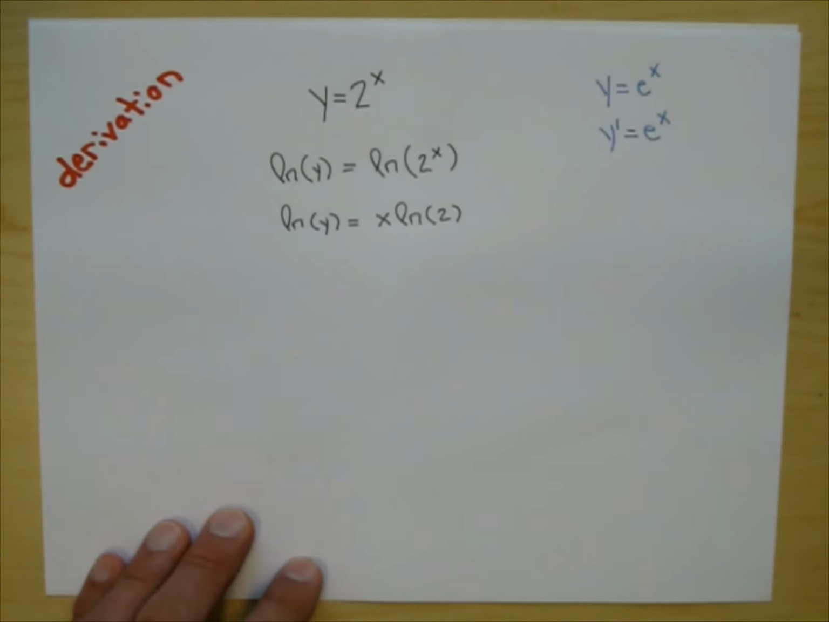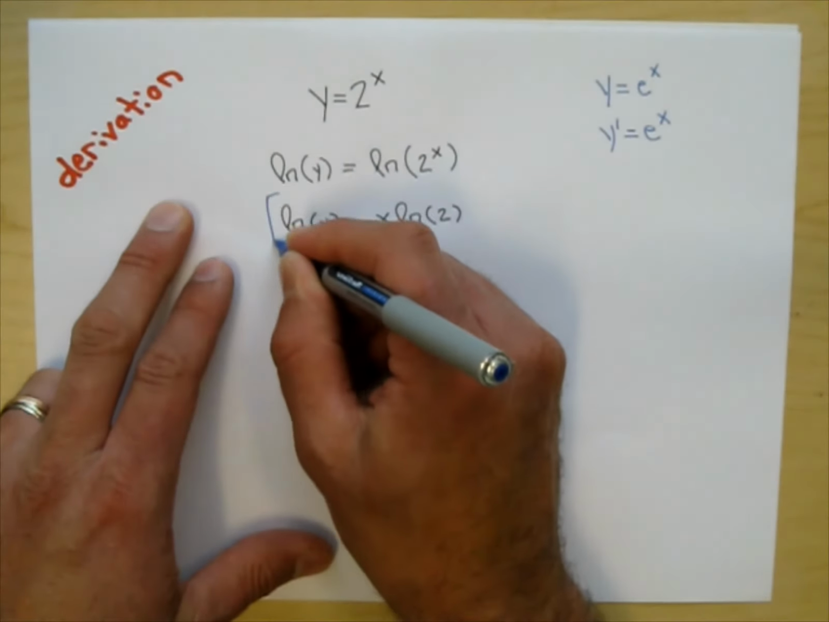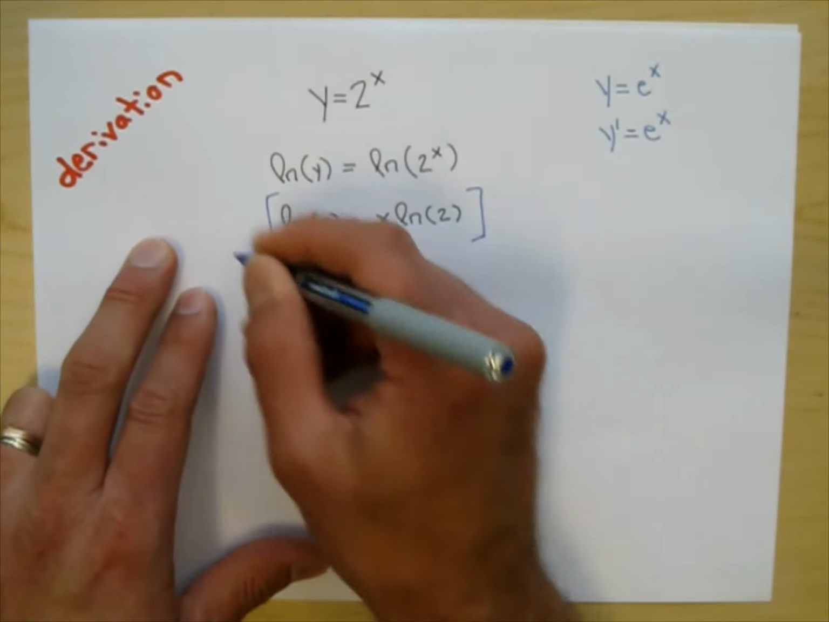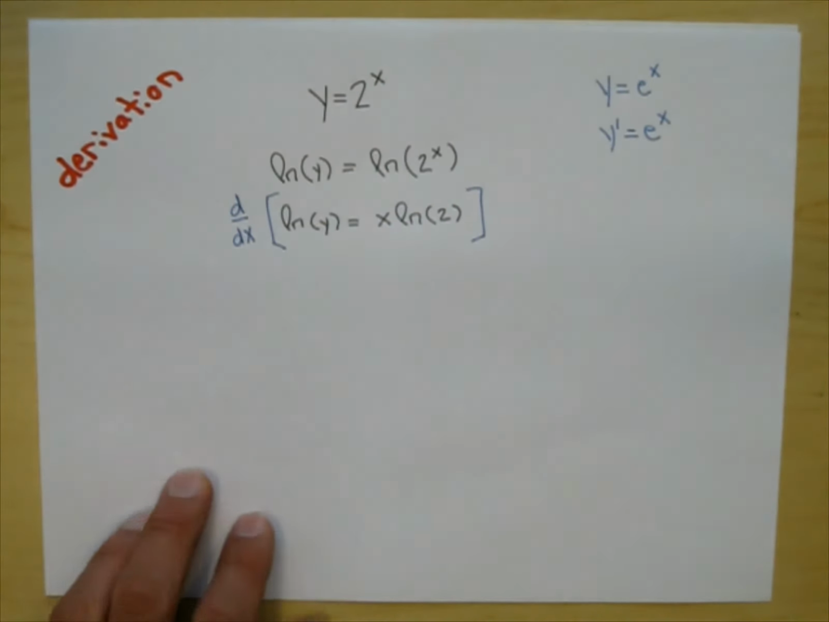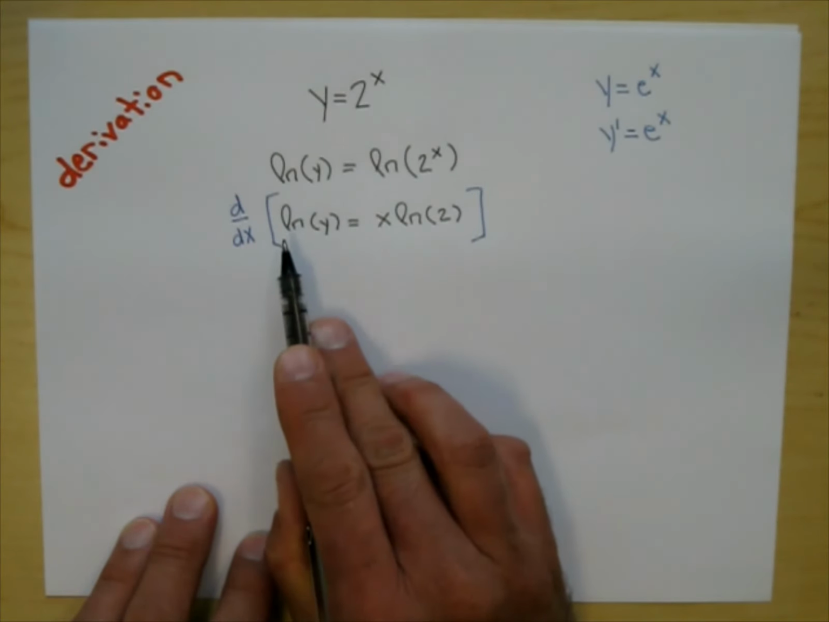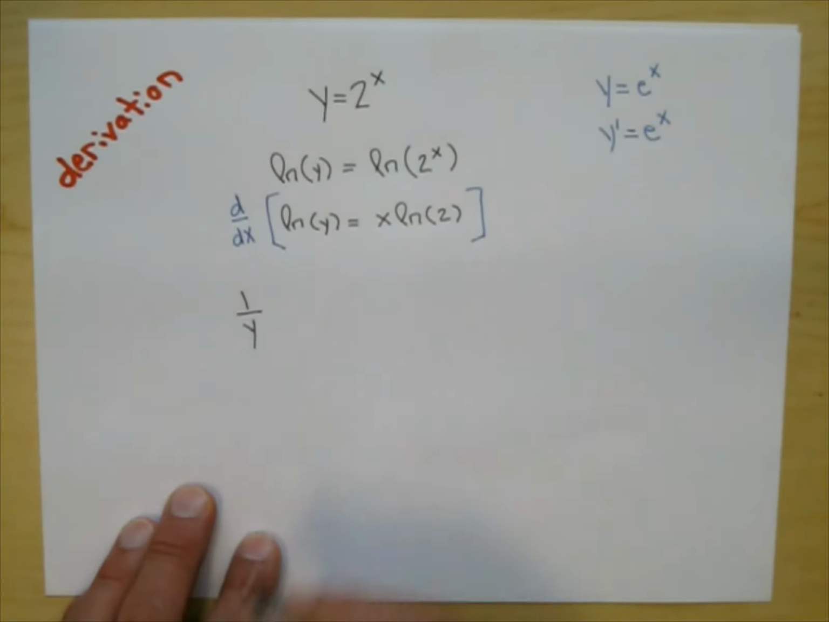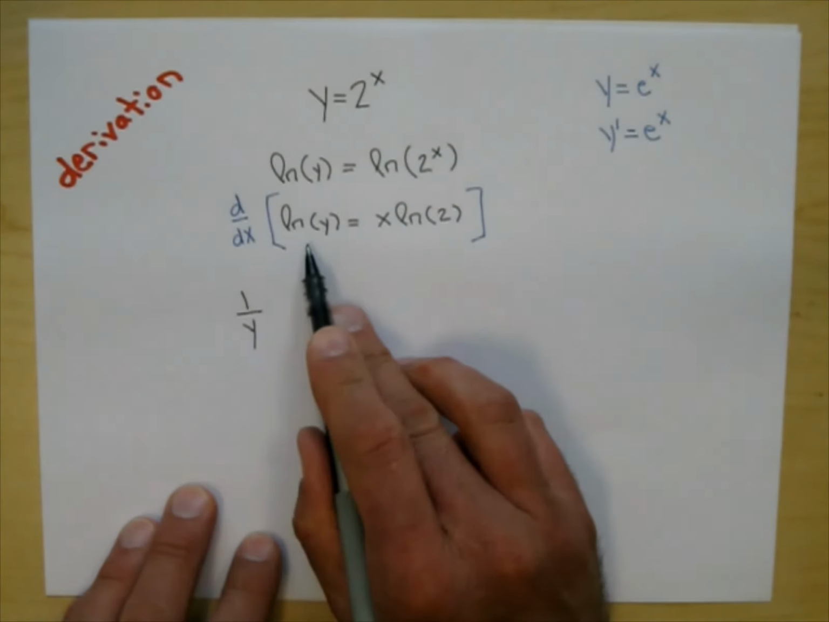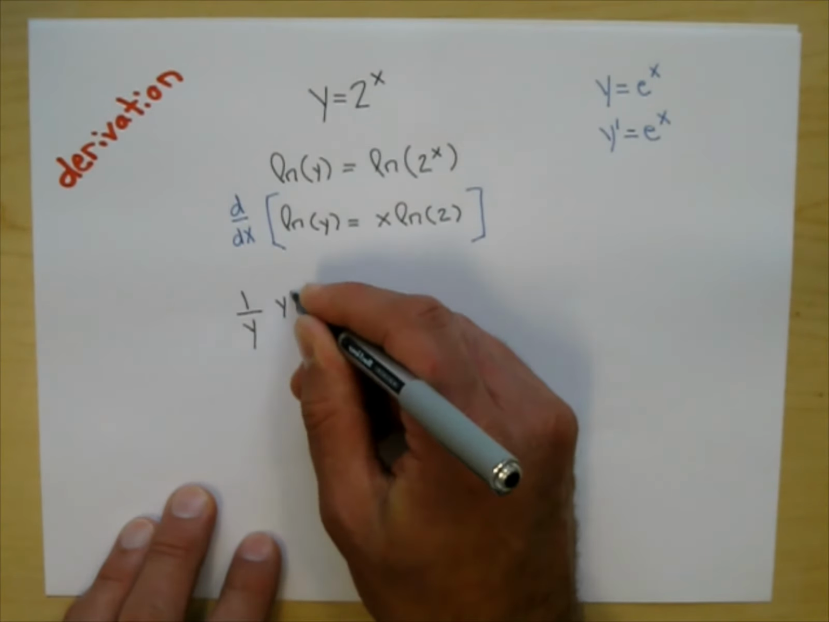Okay, now it's time to take the derivative on both sides. So that's what I'm going to do. We're going to dx both sides. On the left-hand side, the derivative of ln y. Well, the derivative of ln something is 1 over that something. And then because I took the derivative with respect to x of something with a y, I'm going to put a little marker here, y prime.